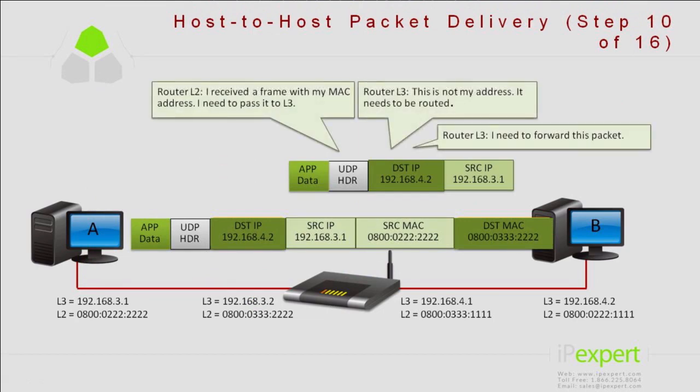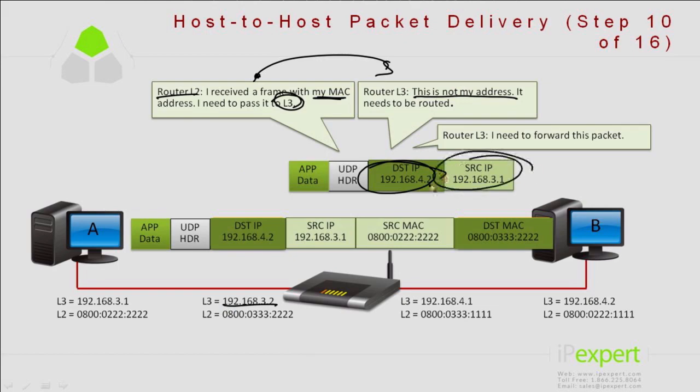Notice right here, it's saying on the router, at layer 2, I just received a frame with my MAC address on it, and I need to pass it on to layer 3. So layer 2 passes it up to layer 3. Layer 3 says, oops, this destination IP address is not mine. Mine is 3.2. The source I'm going to record because it's been received, and I'm also going to record the MAC address.